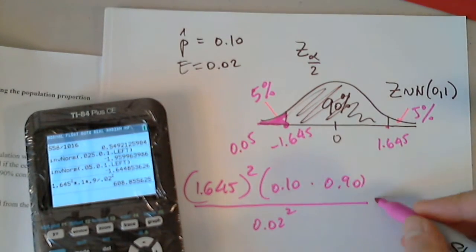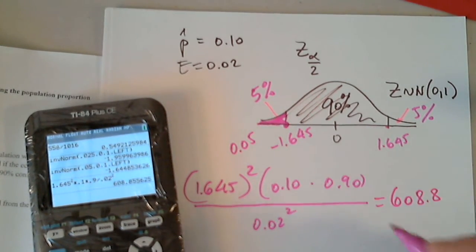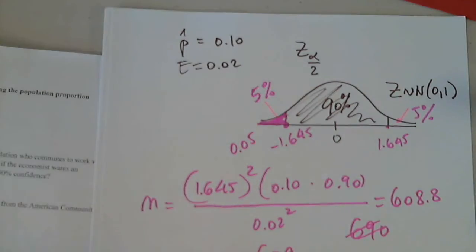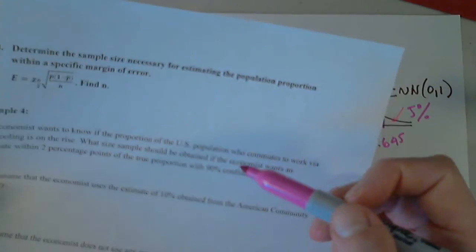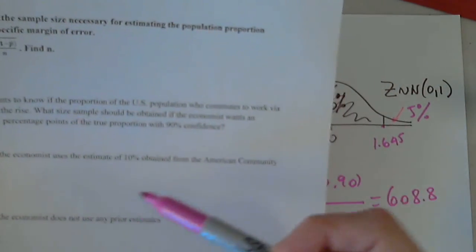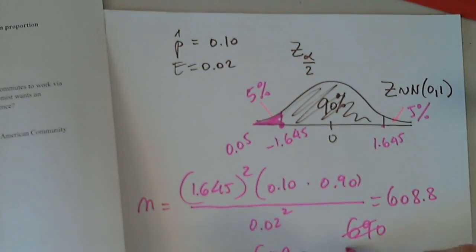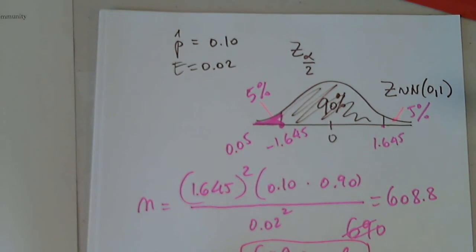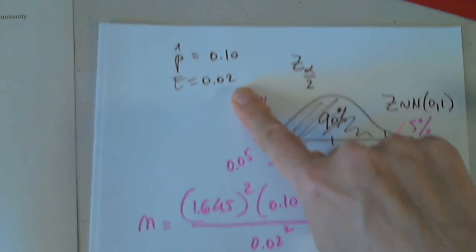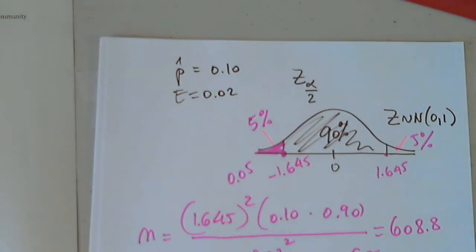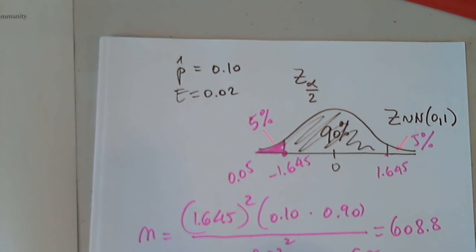So I got 608.8. I'm going to say 609. What we wanted is the population proportion, economist, people. So 609 people have to be surveyed in order to ensure a margin of error of 0.02 and ensure that this is 90% confidence.